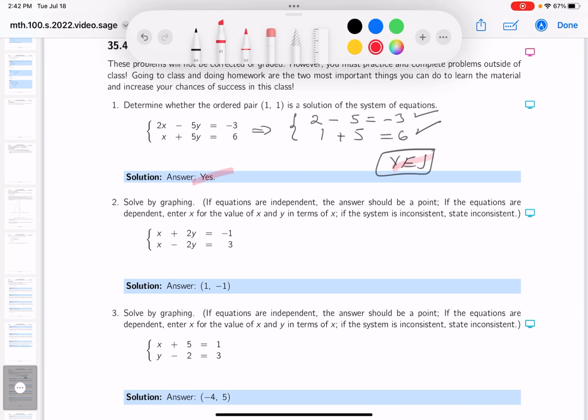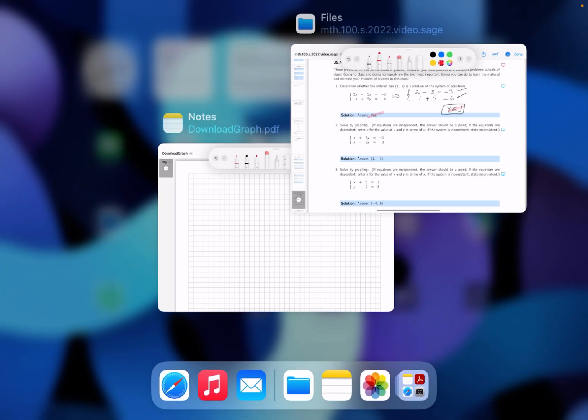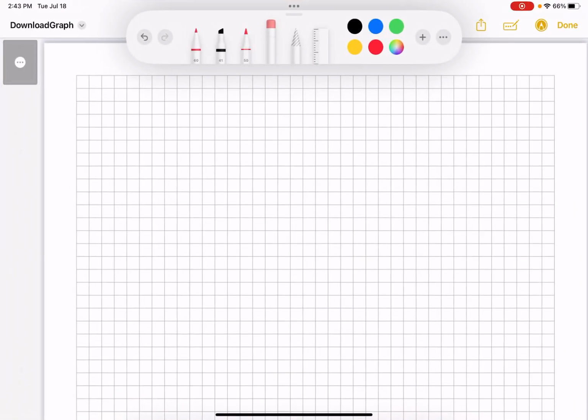Okay, number two, it's a more difficult question. It says solve by graphing, right? So what I have to do is go back to graph paper, and let me go through that with you. So we're doing problem number two, and what do you do? You write down the equations, but you're only going to do one at a time. So the first equation I'm seeing is x plus 2y is equal to minus 1.